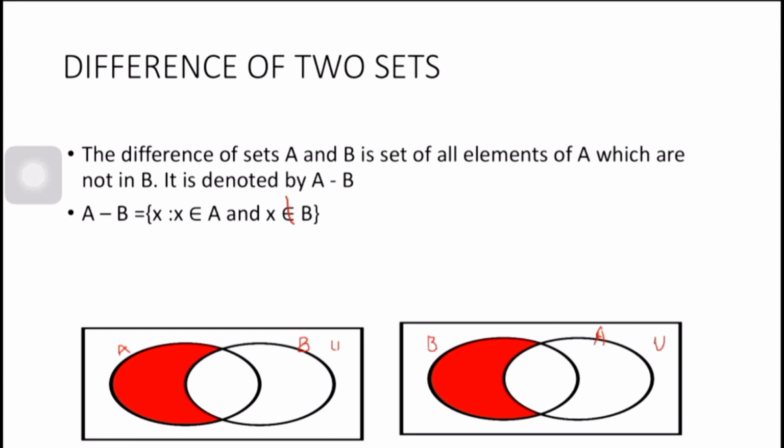Now B minus A means the set of all elements of B which are not in A. It can be written as B minus A is equal to {x such that x belongs to B and x does not belong to A}. It can be shown in Venn diagrams. A minus B is like this and B minus A is like this.